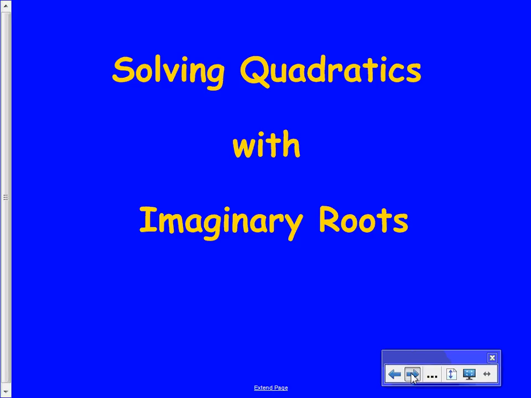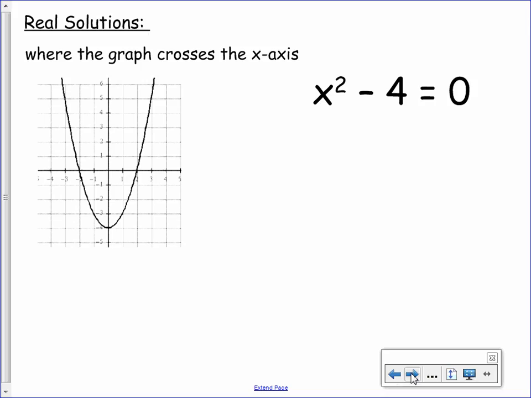Picture of the two types of situations. Number one, the graph crosses the x-axis. If it crosses the x-axis, then you have real answers. From the graph, you can see it's negative 2 and 2.